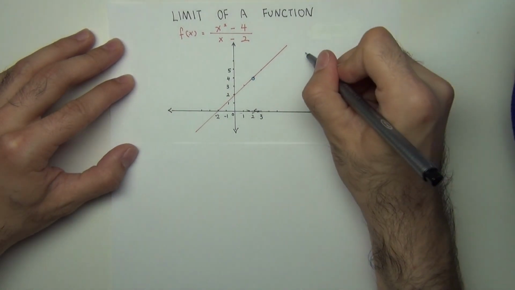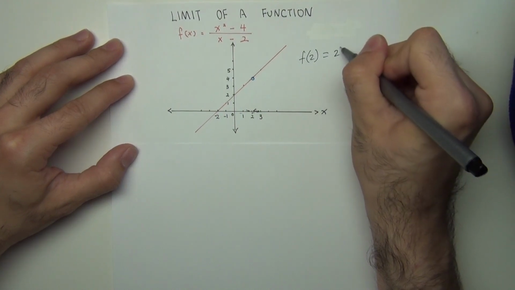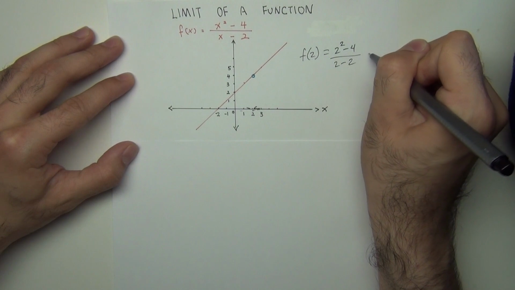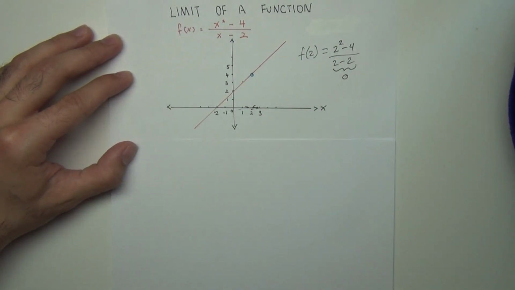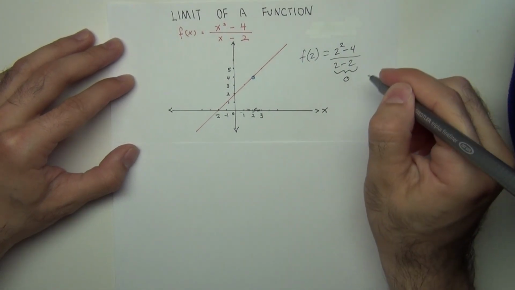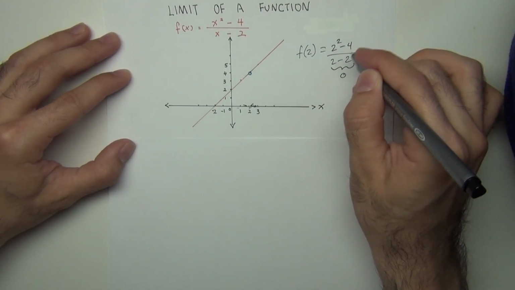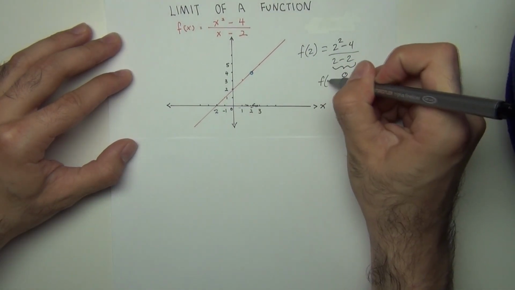And this is because if you plug in 2, you get f of 2 equals 2 squared minus 4 over 2 minus 2, which gives us a 0 in the denominator. And with the 0 in the denominator, it means that our ratio here is undefined. So f of 2 is undefined.